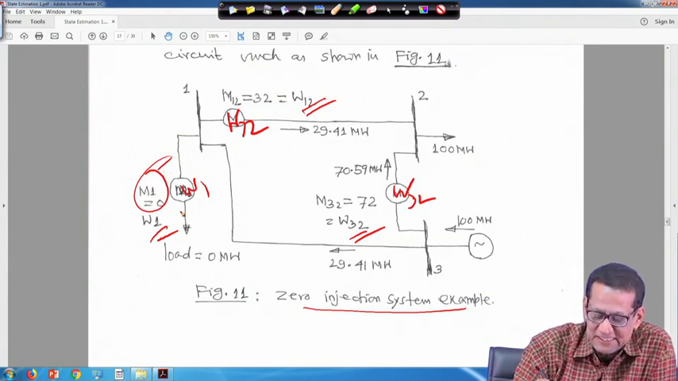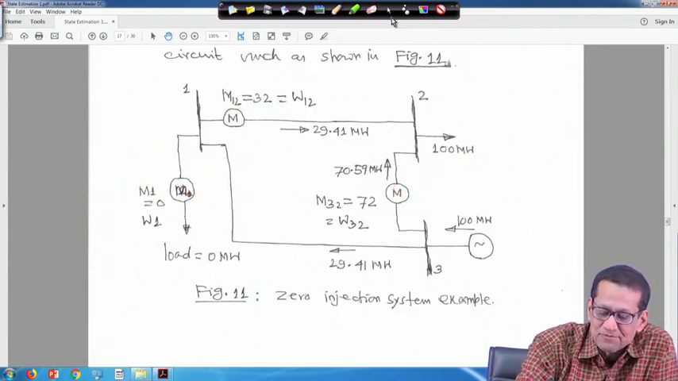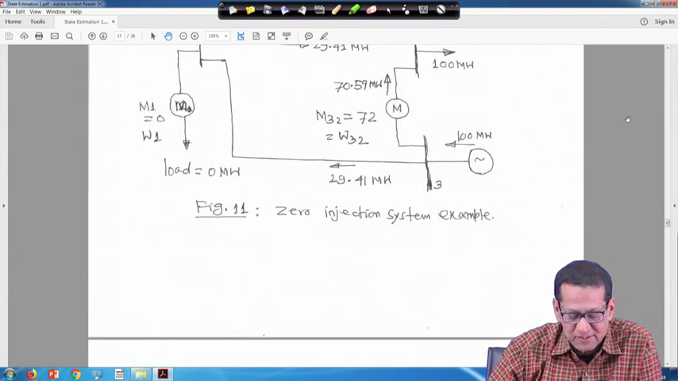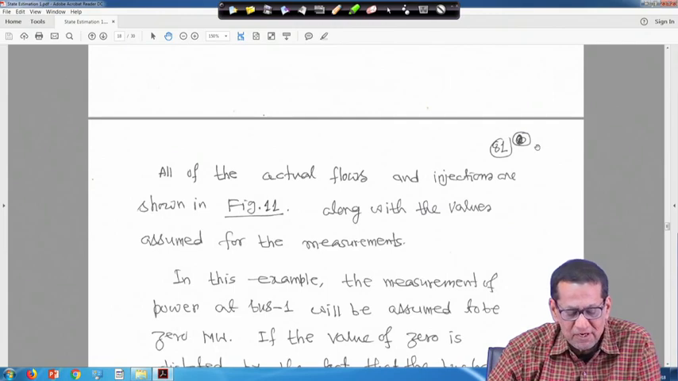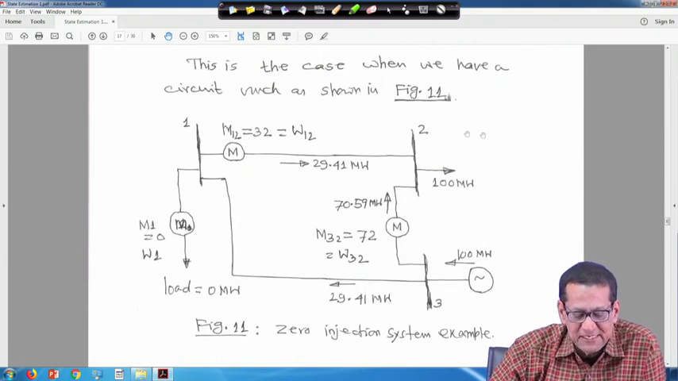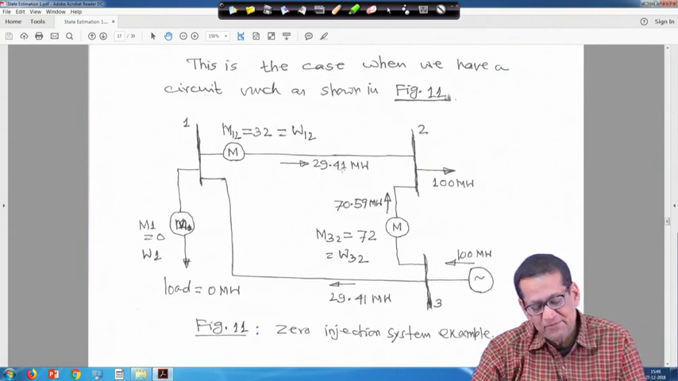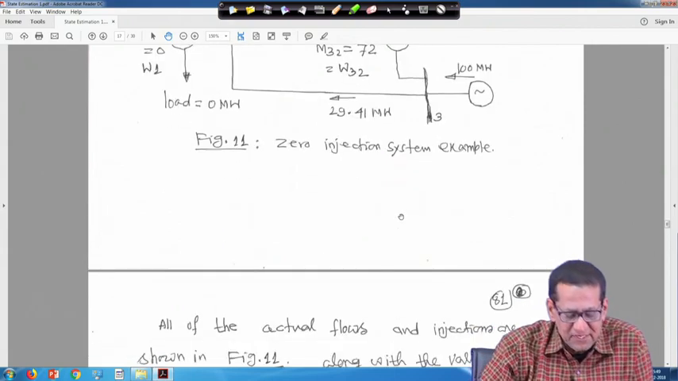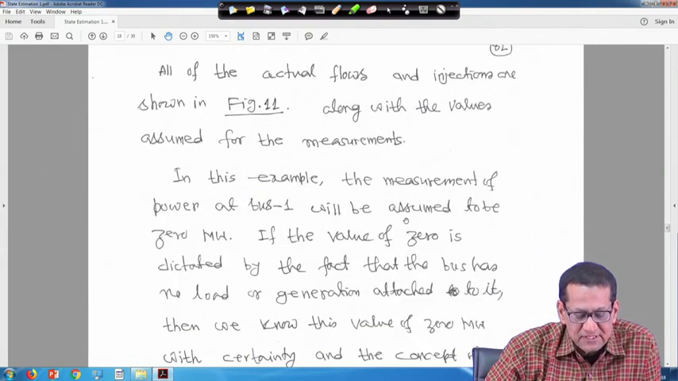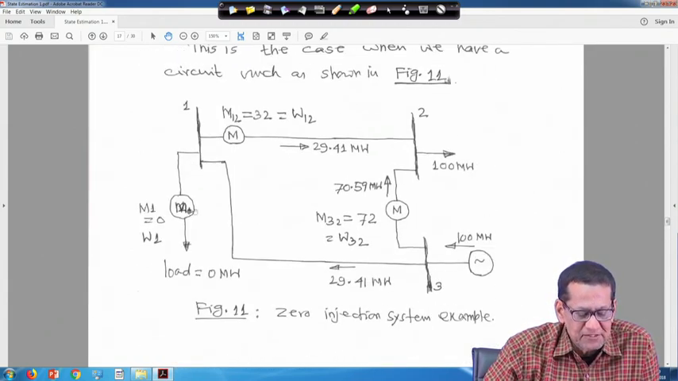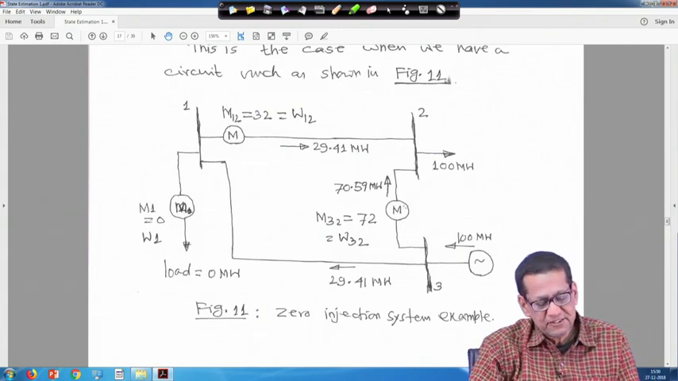Suppose this is the meter reading, and some data we have taken and given here, right. Now all of the actual flows and injections are shown in figure 11. This is the meter reading, and based on that some line flows and other things are given. These are the given data, right. Now, in this example the measured power at bus 1 will be assumed to be 0 megawatt.